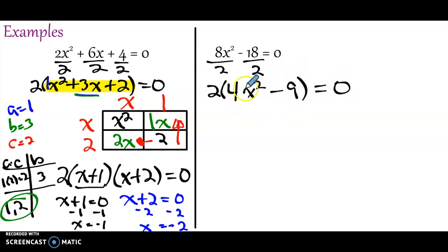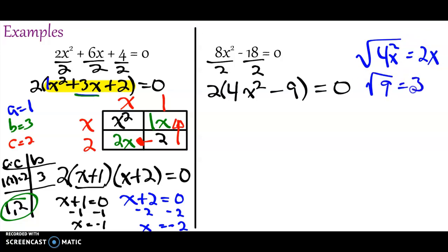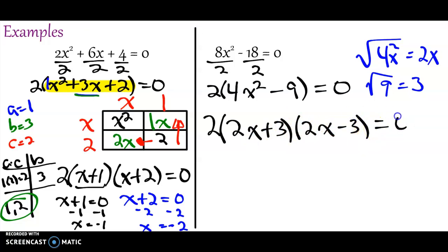See, difference of squares. So I take the square root of 4x squared, which is 2x. And I also take the square root of 9, which is 3. So my difference of squares is 2x plus 3, and then it's going to be 2x minus 3. Set that equal to 0.